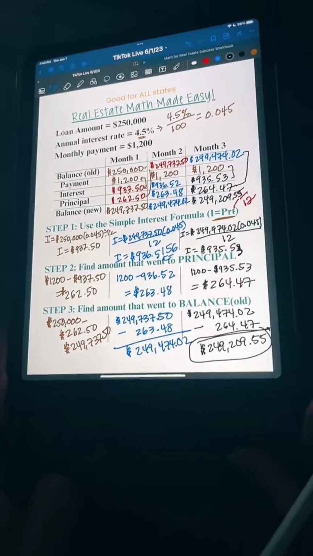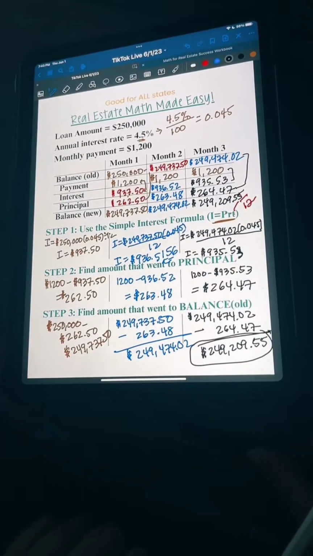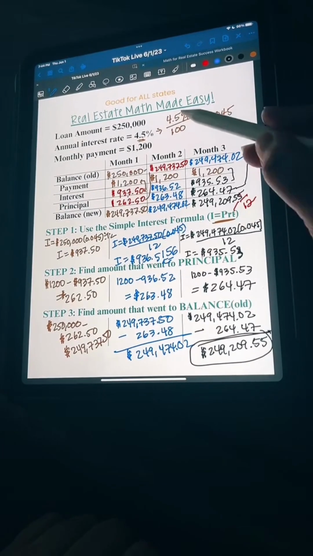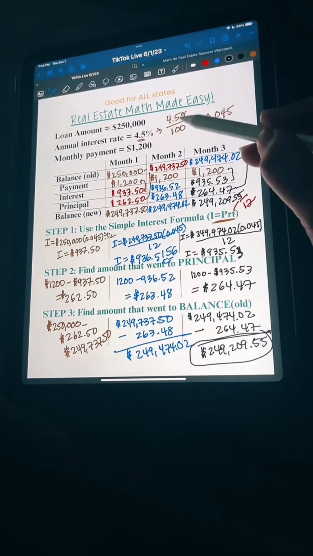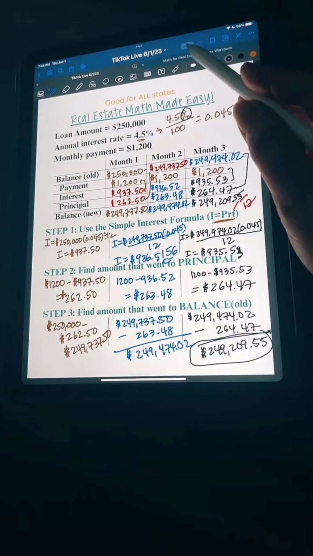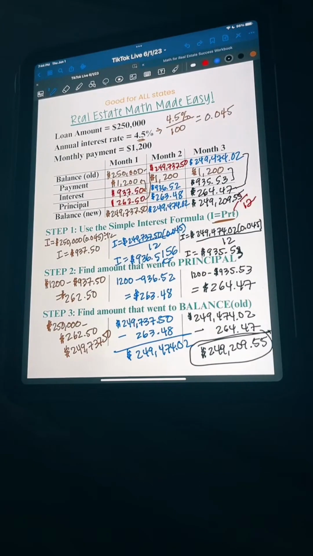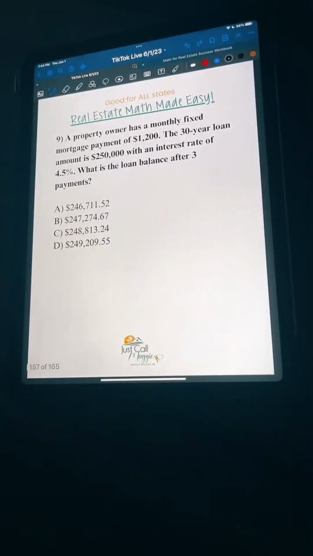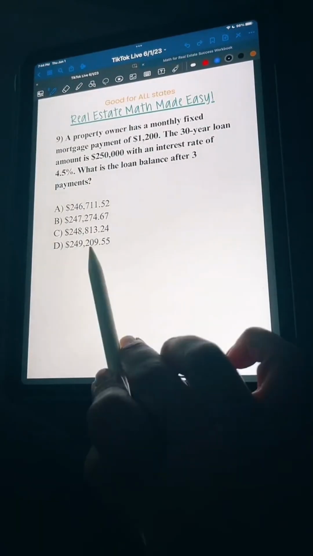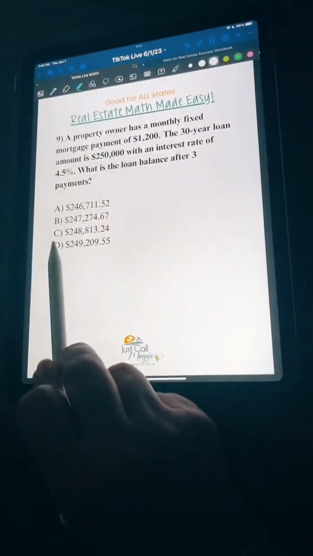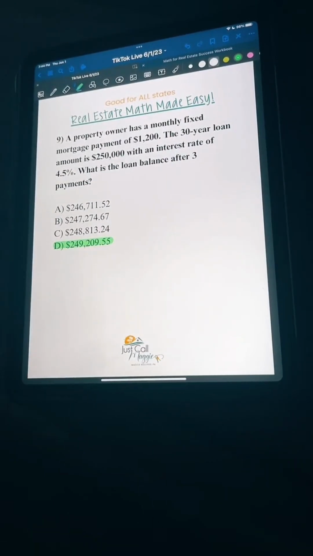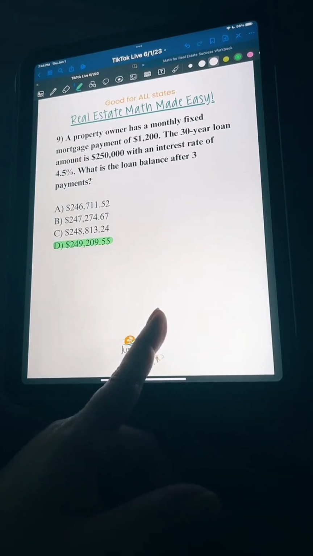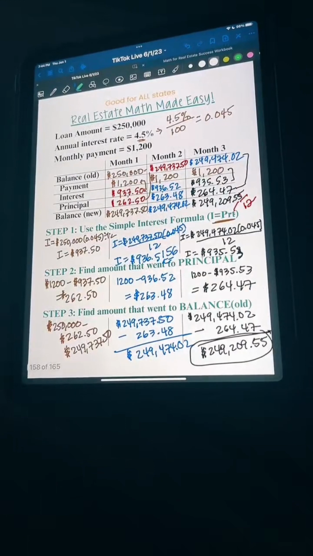So if you guys want to take a picture, you can. The 0.45 comes from changing the percent to a decimal. Okay? Always change your percent. This is the percent. Always change that to a decimal by dividing by 100. So 249,209.55. There it is, D. The answer is D. All right, so it's just a lot of chunky work, and just making sure you're being organized. So be a little organized.